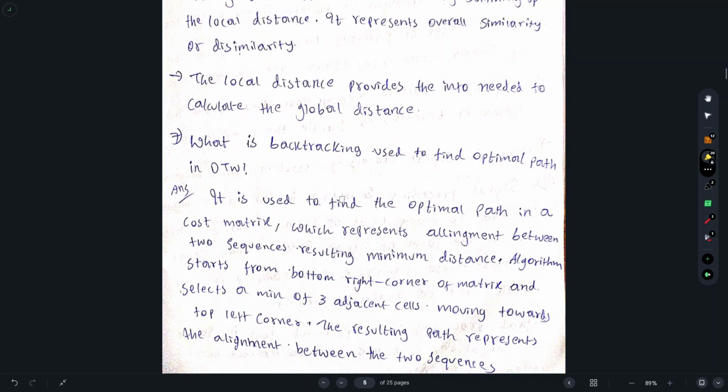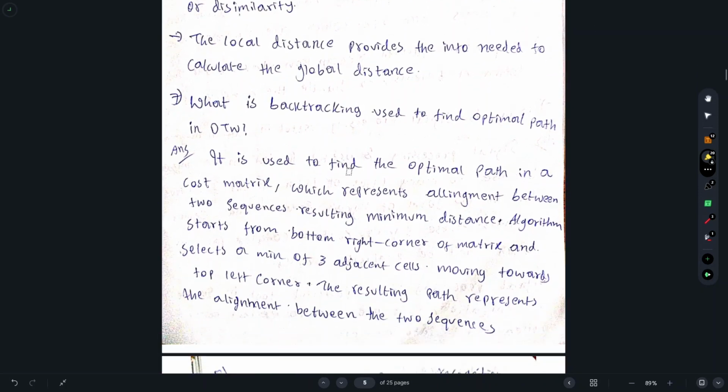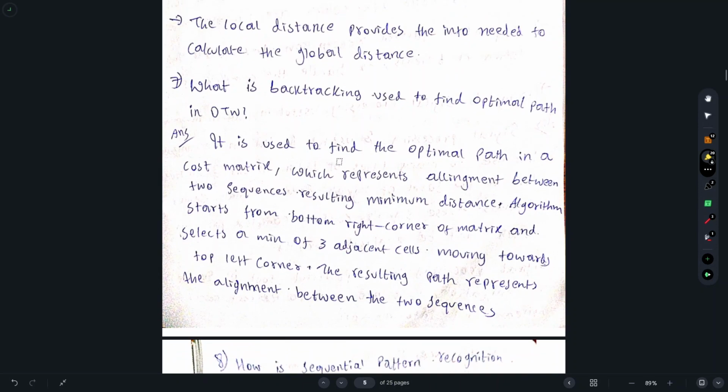So what is backtracking? We use it to find the optimal path in DTW, in a cost matrix which represents the alignment between two sequences. We can draw this with the help of an example.